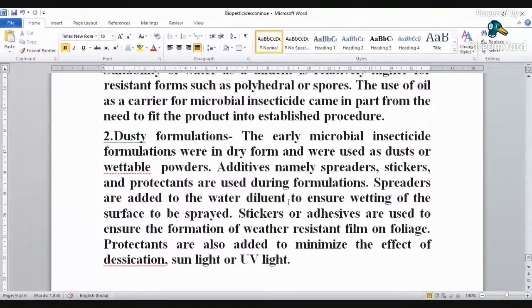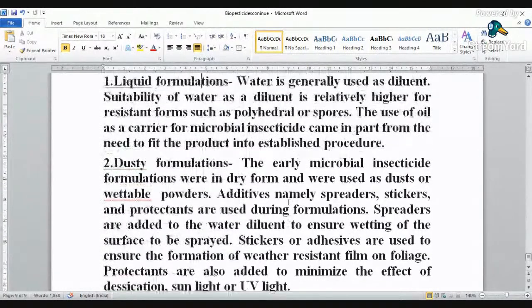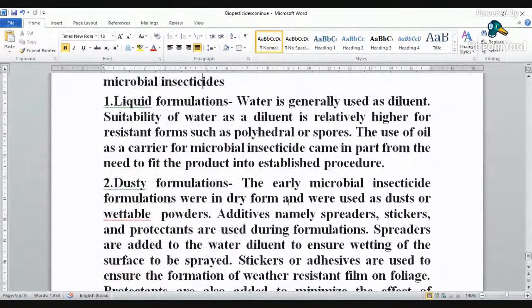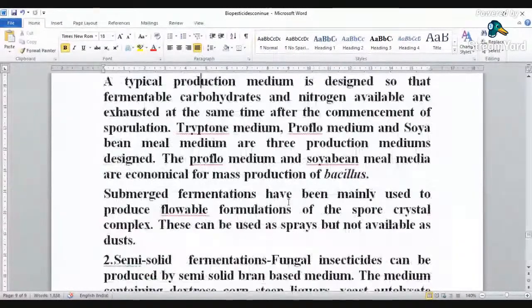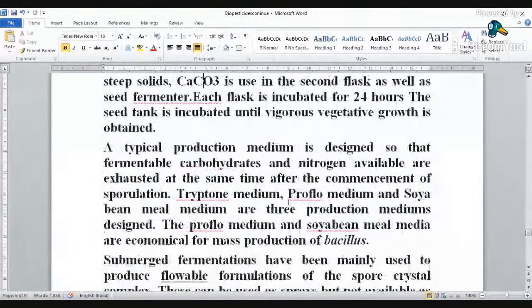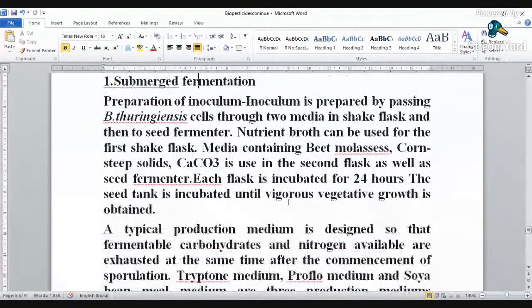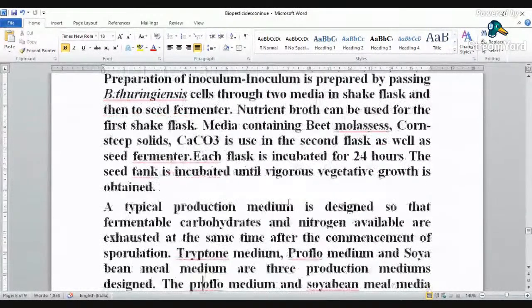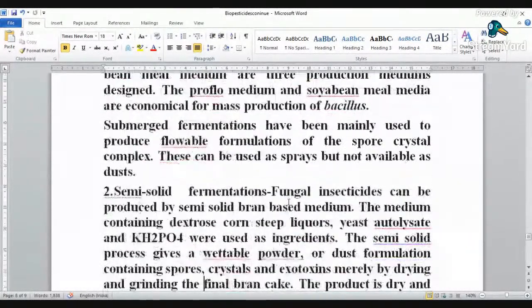Then protectants are added in the formulation so that it will protect and minimize the effect of UV light, sunlight or desiccation. So these two types of formulation, dusty formulation and liquid formulation, these are the two types of formulation for the microbial insecticide. And there are two main types of the fermentation process to obtain the biomass. That two types of fermentation processes are submerged fermentation, that is bacterial fermentations are carried out by the submerged fermentation. Fungal cultures are produced by the semi solid fermentations.